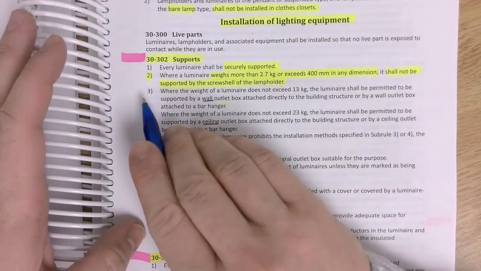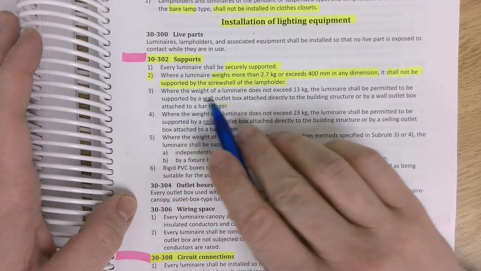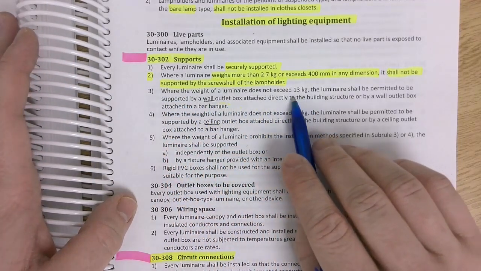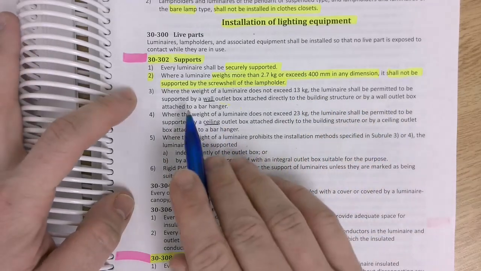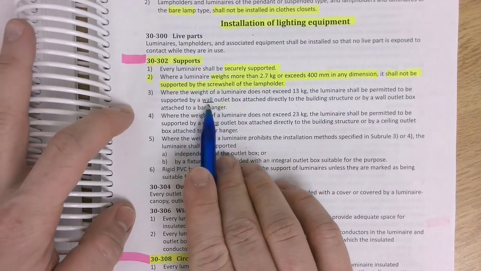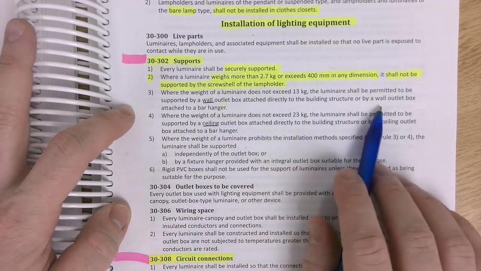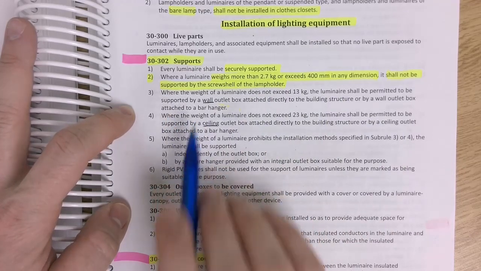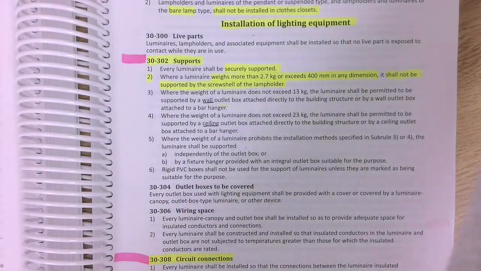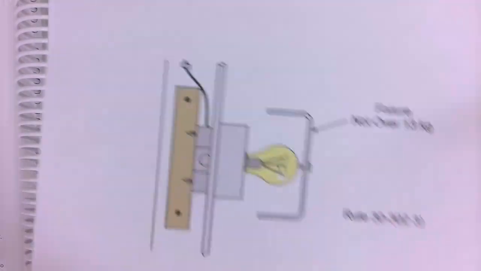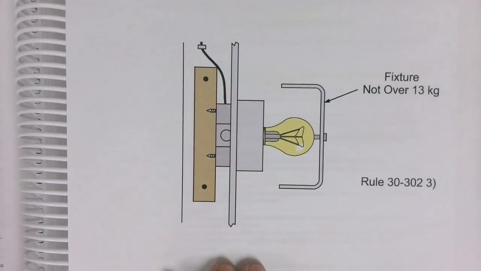Back to our rule. So rule 3 is talking about where the weight of a luminaire does not exceed 13 kilograms. The luminaire shall be permitted to be supported by a wall outlet box attached directly to the building structure, or by a wall outlet box attached to a bar hanger. So, for example, maybe a wall sconce, if you want to be fancy.